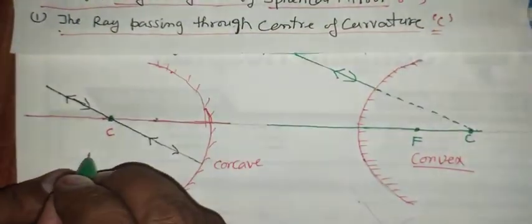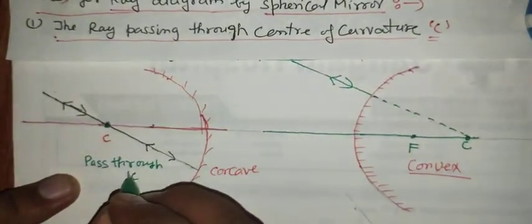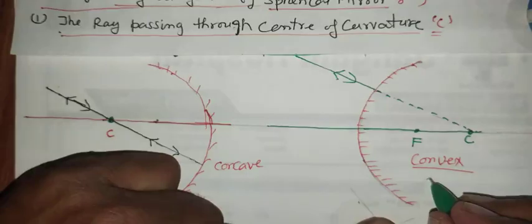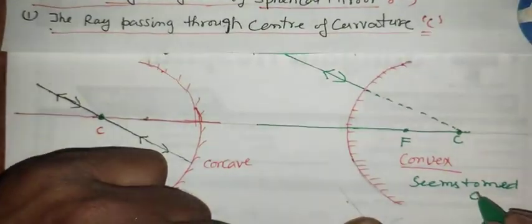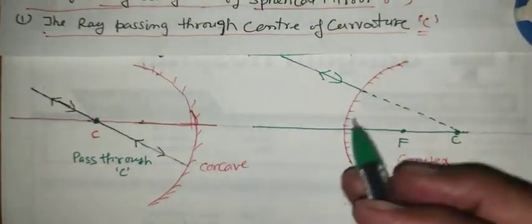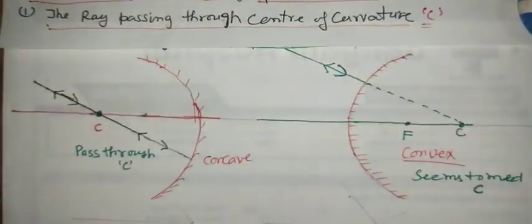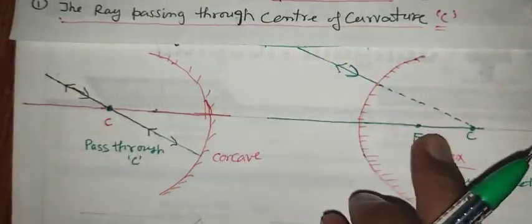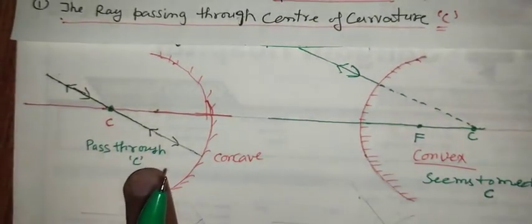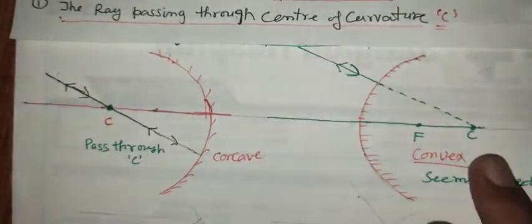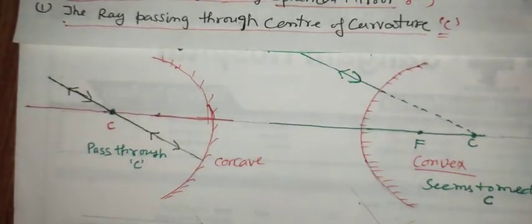Here it passes through, and really it seems to meet at C. It bends back in the same direction. The incident ray and reflected ray are in the same path. Now this is the first rule. Whenever we make a diagram, if the ray passes through the center of curvature, in a concave mirror it will go like this, and in a convex mirror like this. Now we will see the second rule.